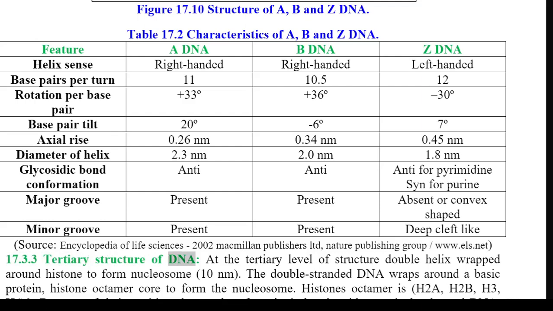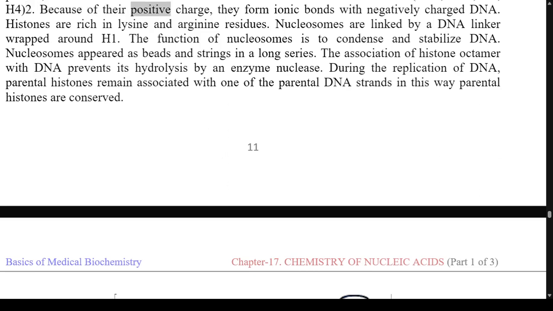17.3.3 Tertiary structure of DNA. At the tertiary level of structure, the double helix is wrapped around histone to form the nucleosome, 10 nanometers. The double-stranded DNA wraps around a basic protein, the histone octamer core, to form the nucleosome. Histone octamer is H2A, H2B, H3, H4, two each. Because of their positive charge, they form ionic bonds with negatively charged DNA. Histones are rich in lysine and arginine residues. Nucleosomes are linked by a DNA linker wrapped around H1. The function of nucleosomes is to condense and stabilize DNA.